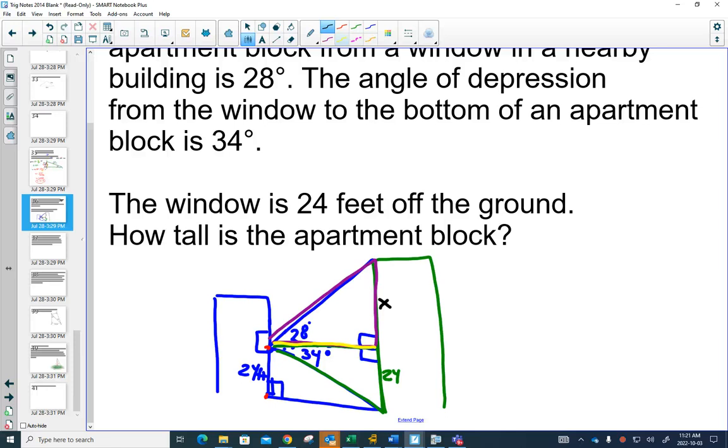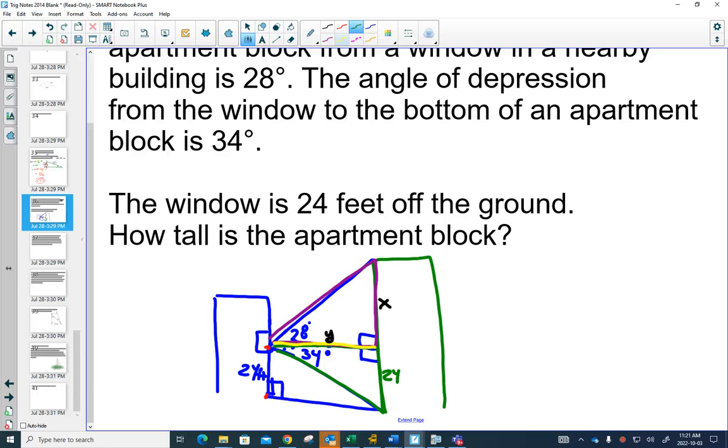But if you look at the x right now, that x is part of the purple triangle. Can you see that you don't know any sides of the purple triangle? So I have to find that yellow line, because I have enough information to solve the entire green triangle. Just like last time, you're okay with the letter Y? So I'm going to make that little yellow line Y.